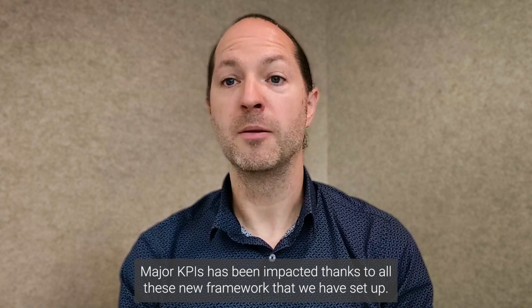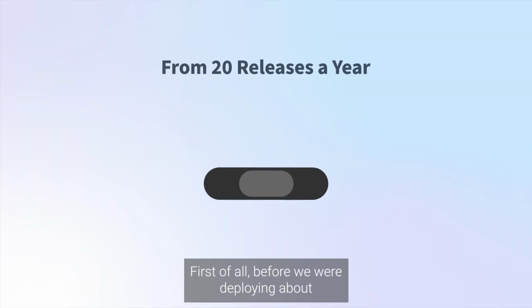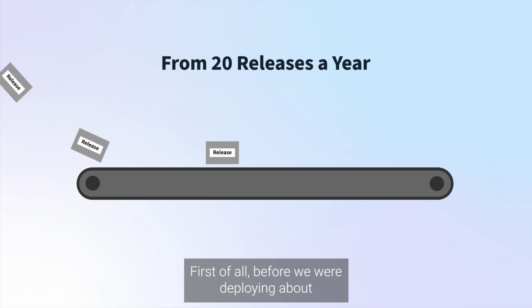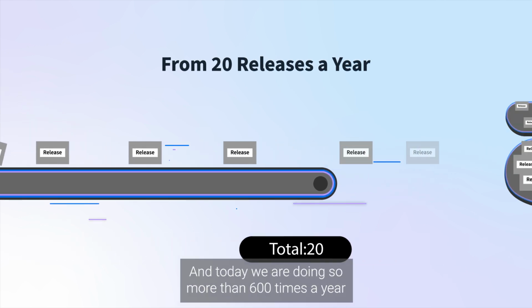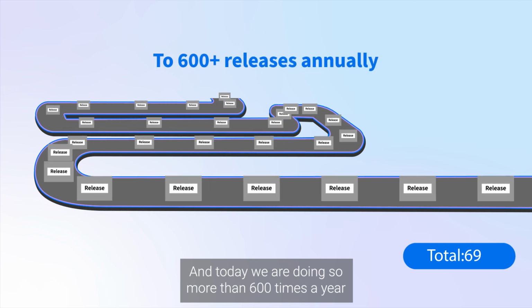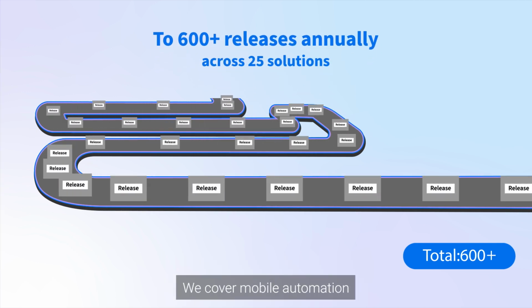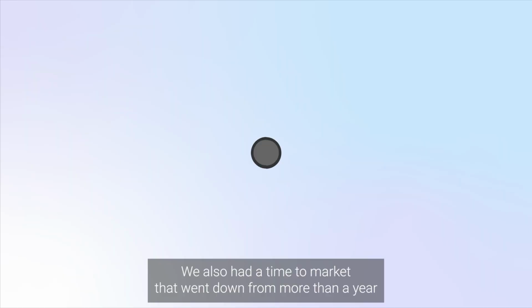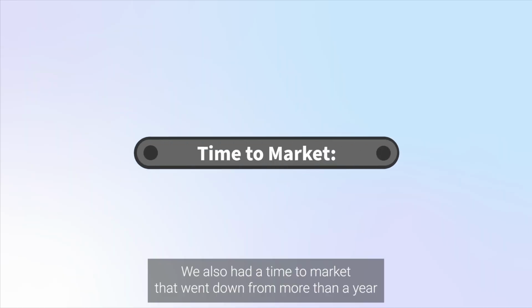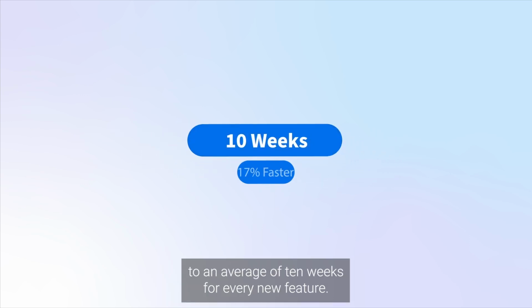Major KPIs have been impacted thanks to all these new frameworks that we've set up. First of all, before we were deploying about 20 times a year different deliverables, and today we are doing so more than 600 times a year for probably 25 different solutions. We cover mobile automation without the need of maintaining any internal bunch of devices. We also had a time to market that went down from more than a year to an average of 10 weeks for every new feature.